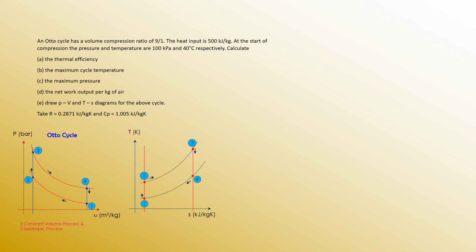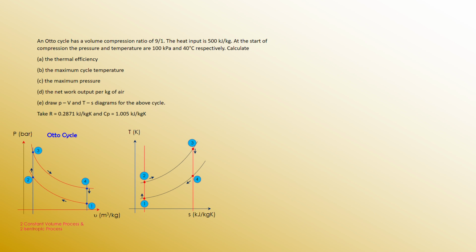Compression ratio is sometimes referred to as expansion ratio, but for Otto cycle the compression ratio and the expansion ratio are actually the same. So when you refer to the PV and TS diagram, wherever they say expansion or compression, that means they are referring to either the volume ratio or the pressure ratio. In this case, they are referring to the volume ratio. Usually volume ratio is taken as V maximum over V minimum.